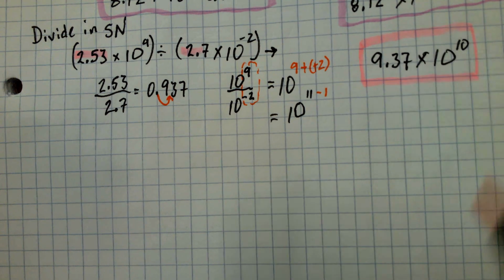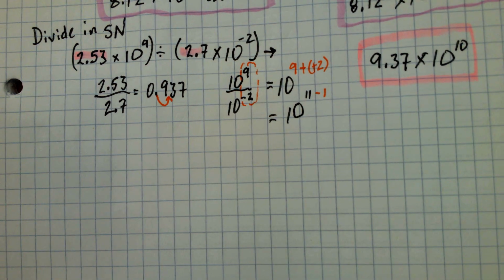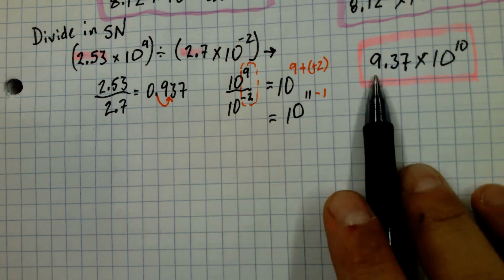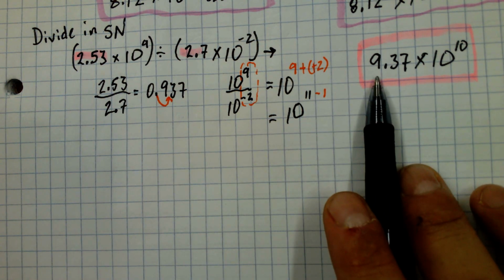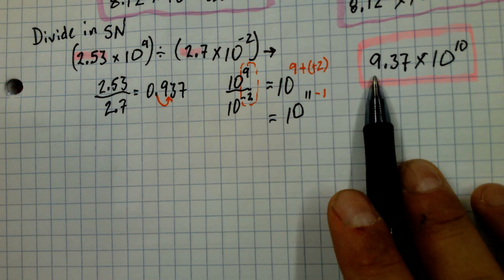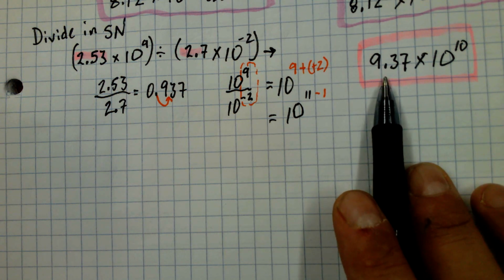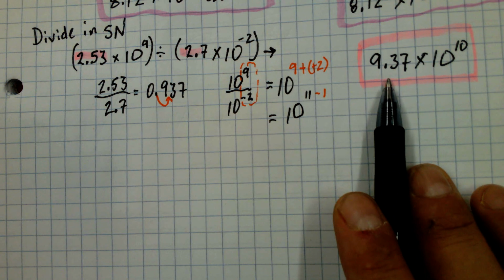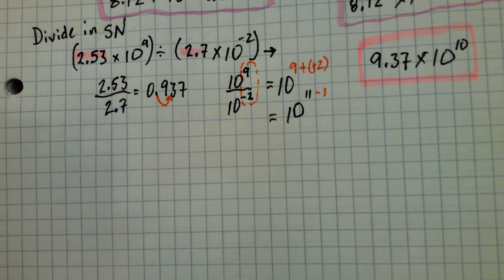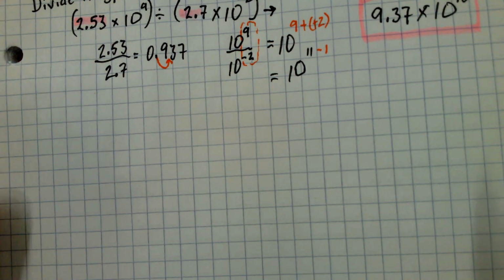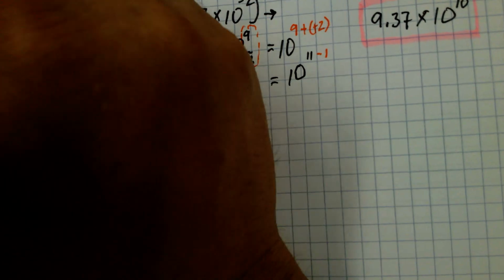Are we okay with that? Any questions? Why do we need to move the decimal? Because it has to be in scientific notation. Remember, it's one significant digit. That means some number 1 through 9, then the decimal. So that's our final answer for this when we divide. That's our first example.